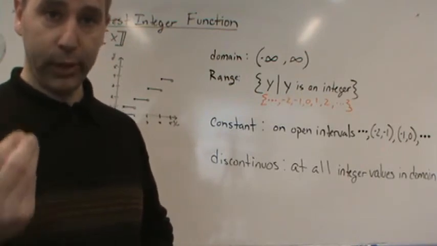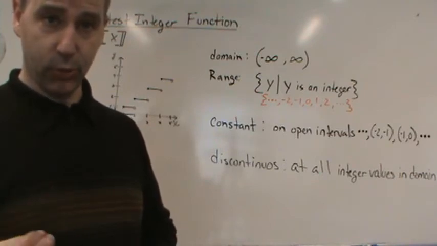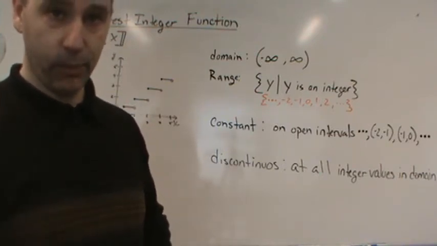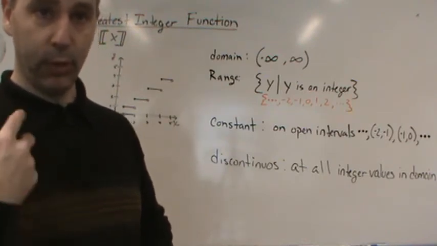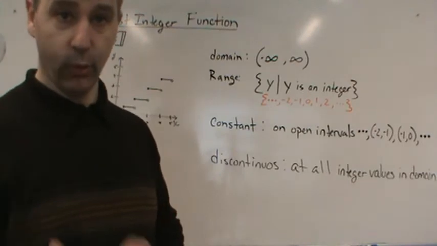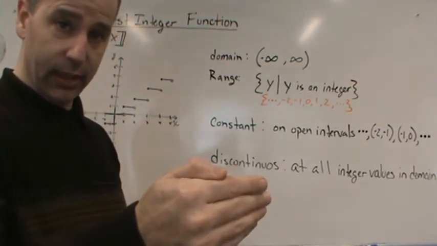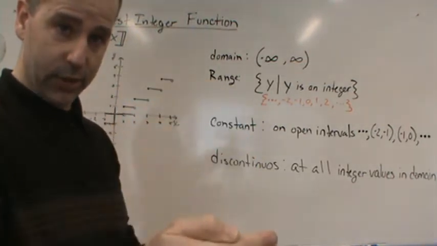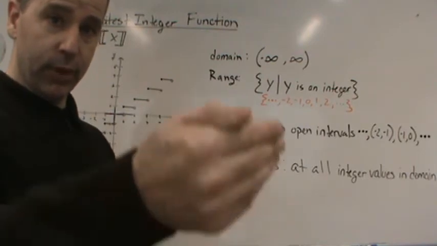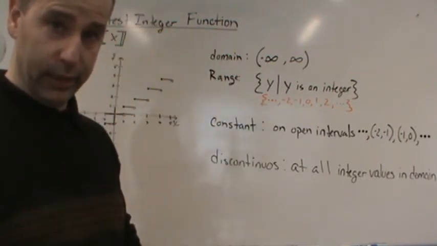What if I put in 1.9? The largest integer that is less than or equal to 1.9 is 1. What if I put in 1.99? Again, I get 1 out. What if I put in 1.9999999? I'm still going to get 1. So no matter how close I get to the next integer, if there's a fractional addition, it's going to bring me back down to the next smaller integer.